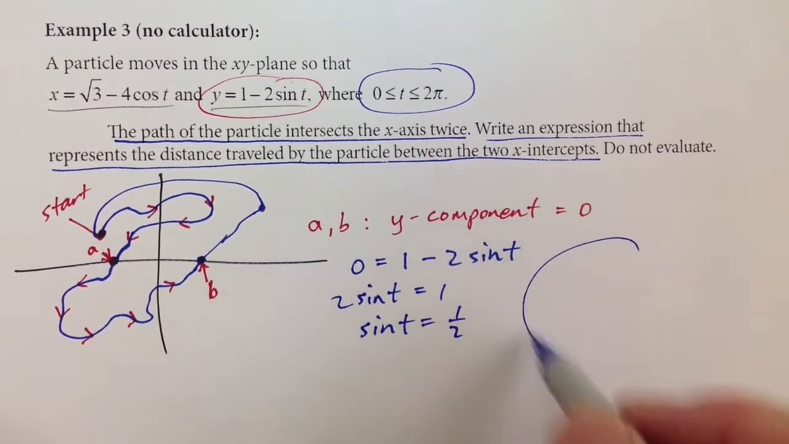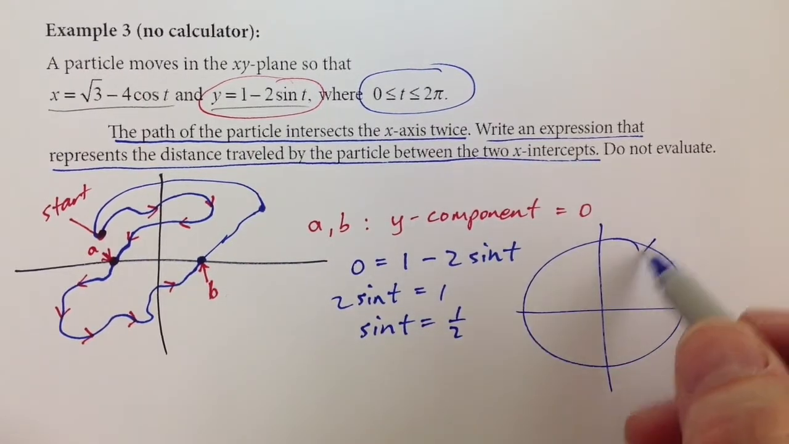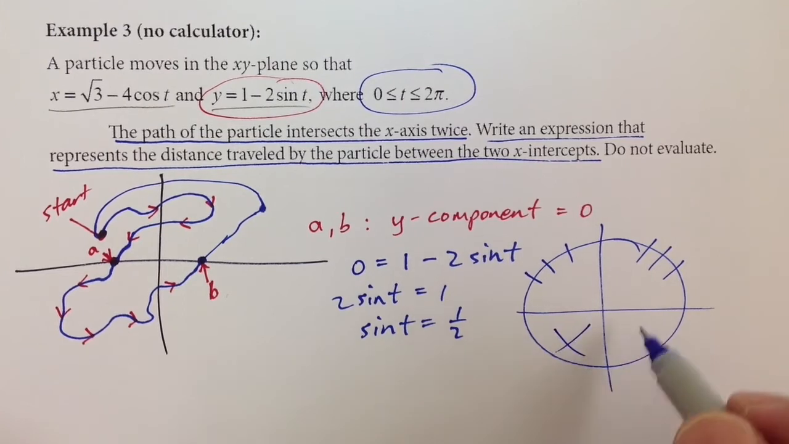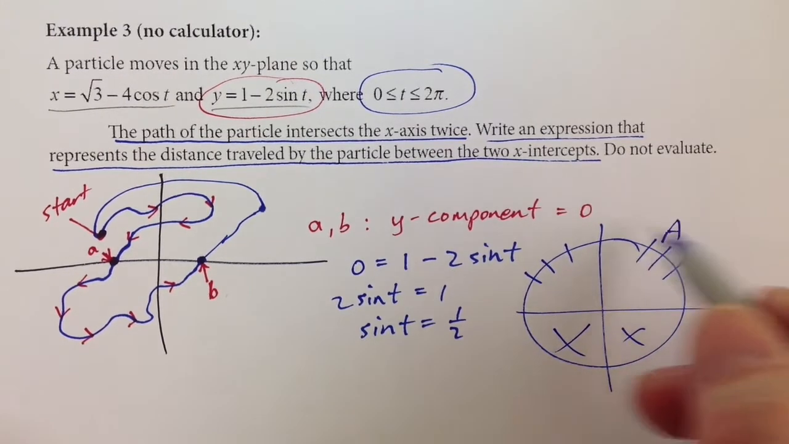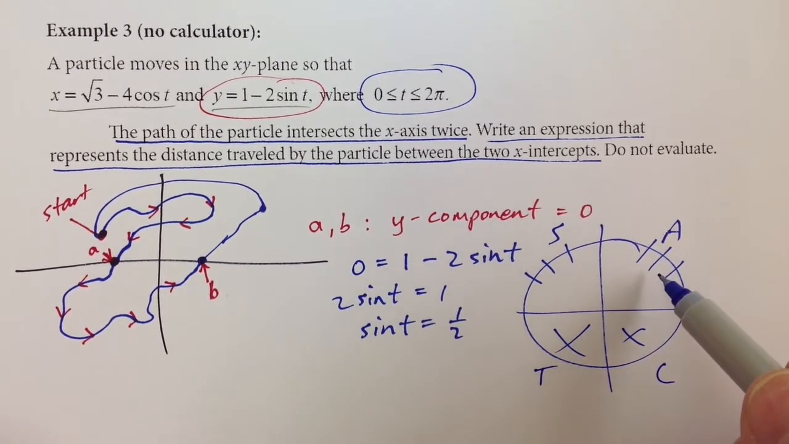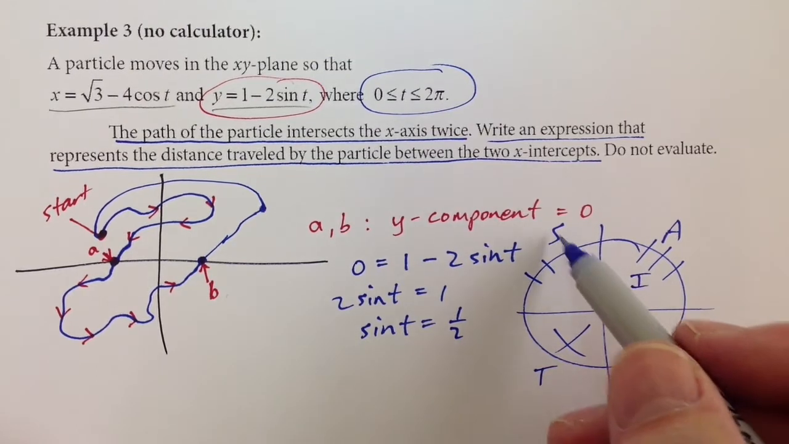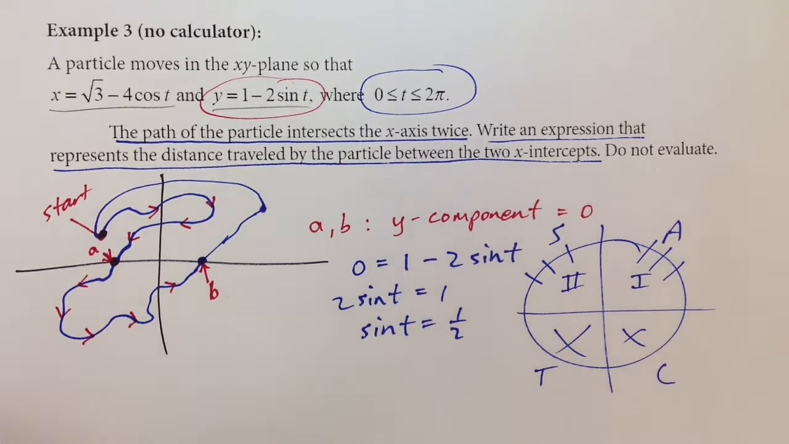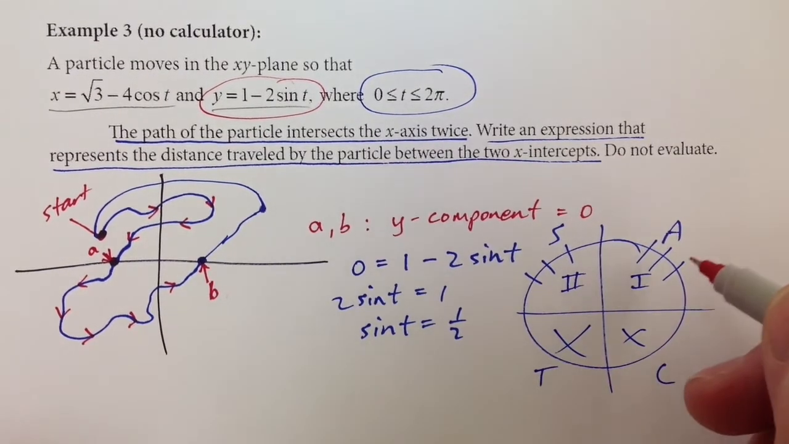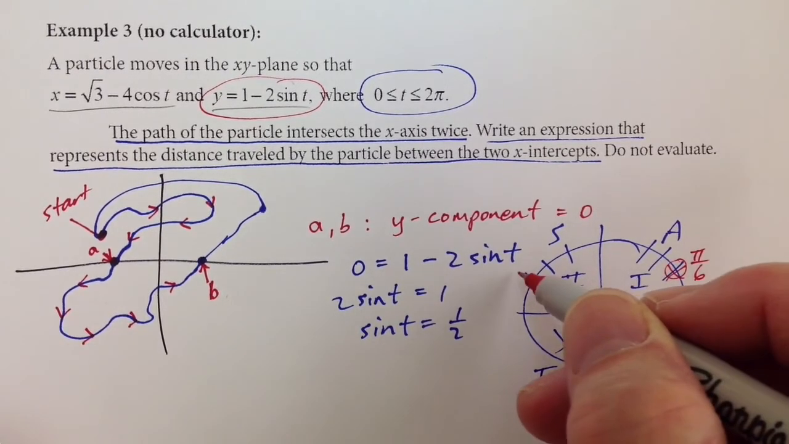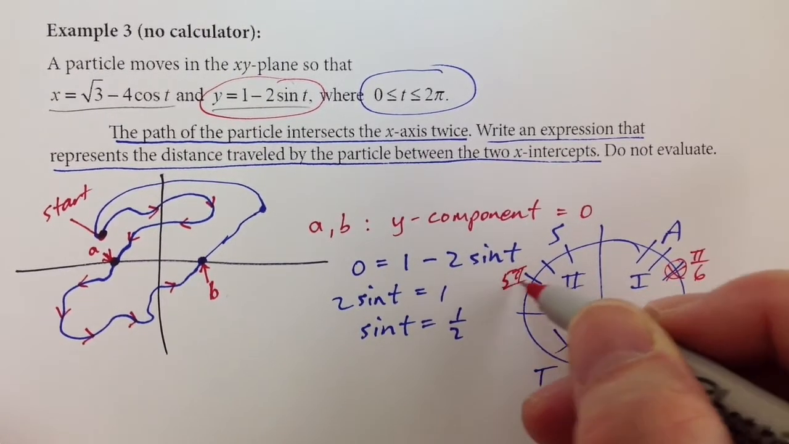So now it comes back to, again, knowing your unit circle. Where is the sine of t equal to 1/2? Well, it can't be here or here, because remember, all students take calculus. All the trig functions are positive in the first quadrant. Only the sine is positive in the second quadrant. And specifically, where is the sine equal to 1/2? Well, that's at pi over 6 and at 5 pi over 6.